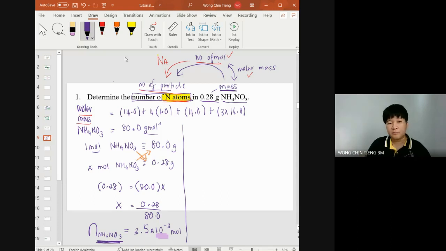So, how do we find the number of mole of nitrogen? Kita compare the number of mole, 1 mole of ammonium nitrate. Dalam ni ada berapa mole nitrogen? Nurin?